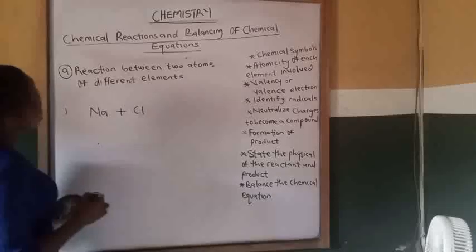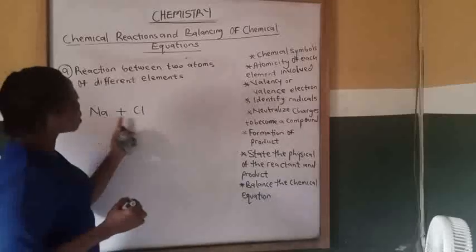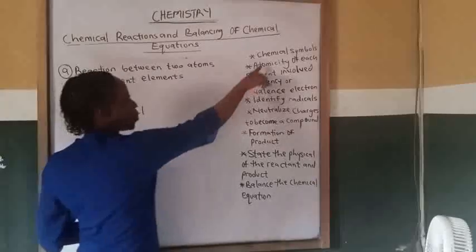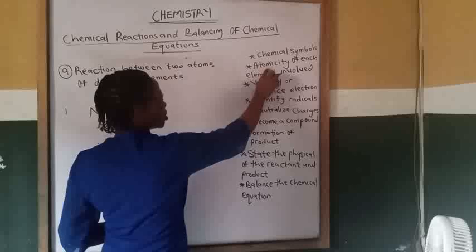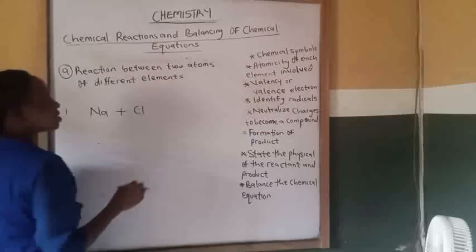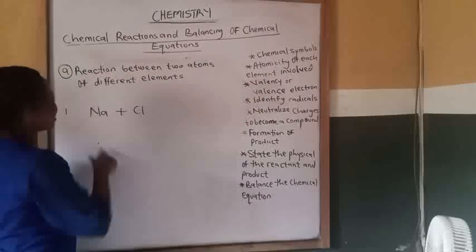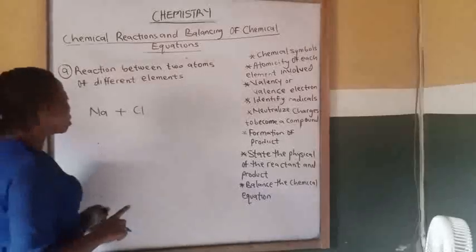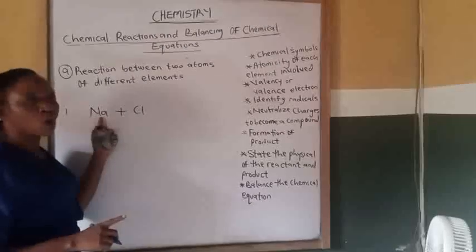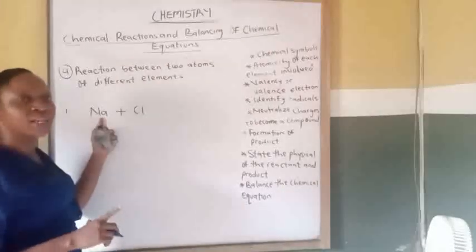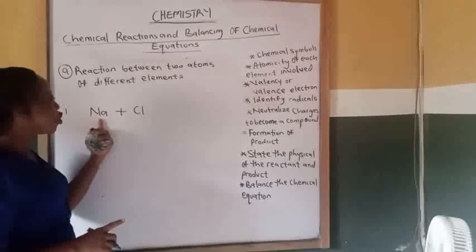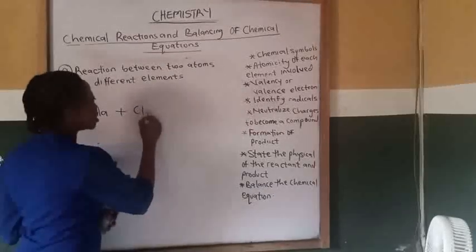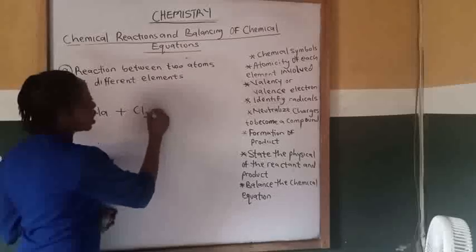Now, before we react sodium and chlorine to form a product, don't forget that the next step after symbol is atomicity. So let's assign their atomicity. The atomicity of sodium is 1, because sodium is a metal, and all metallic atoms are monoatomic. Then chlorine is a diatomic, so we add subscript 2.